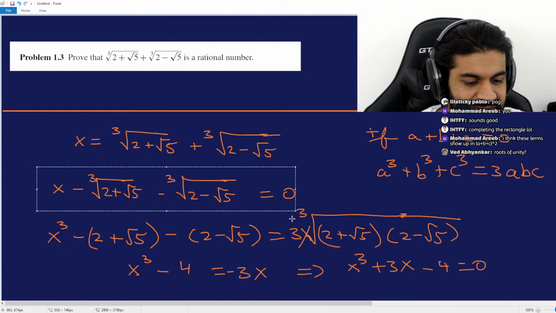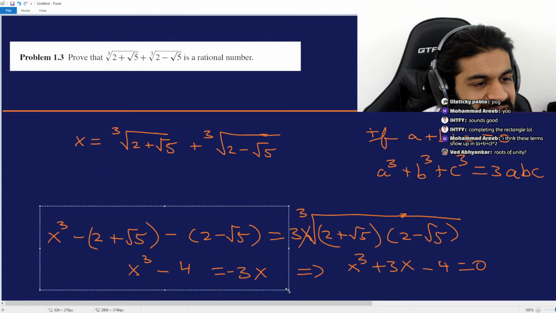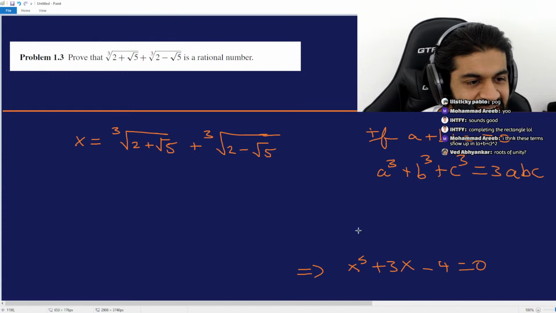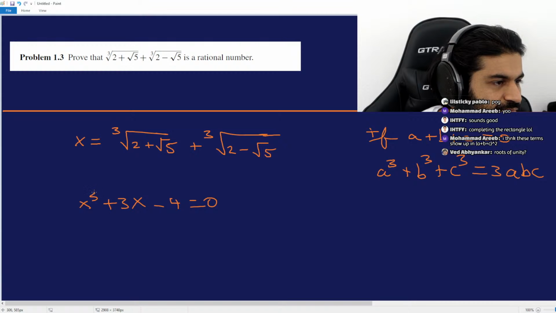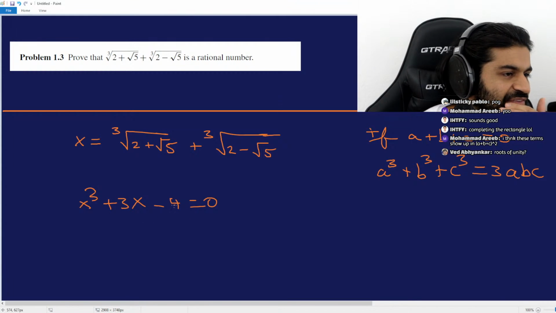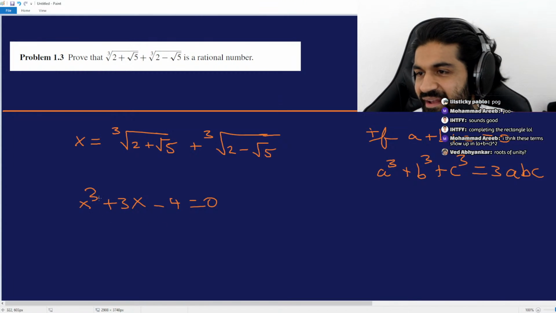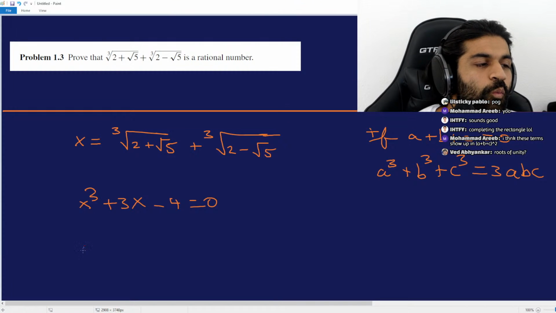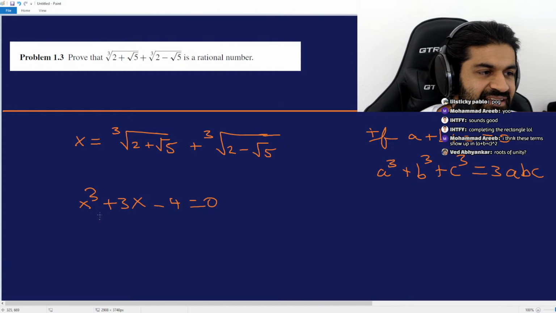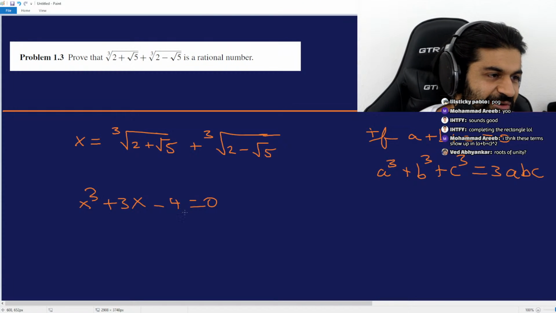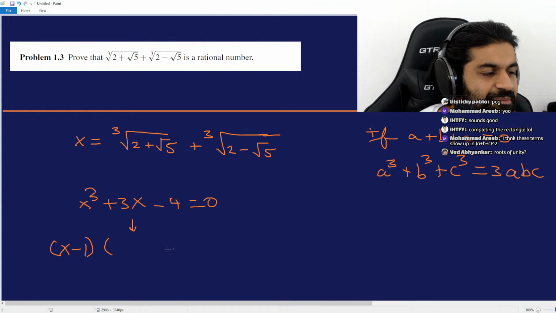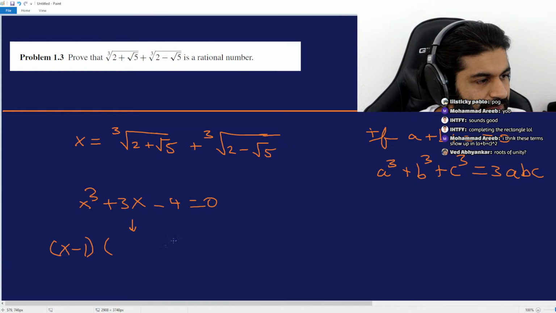Now, usually factorizing cubics is hard, but using the rational root theorem, you can check that 1 is a possible root, and in fact 1 is a root. If you just plug in 1, you get 1 plus 3 minus 4, which is equal to 0. So 1 is a root, and if you factor this, it will be x minus 1 times something.